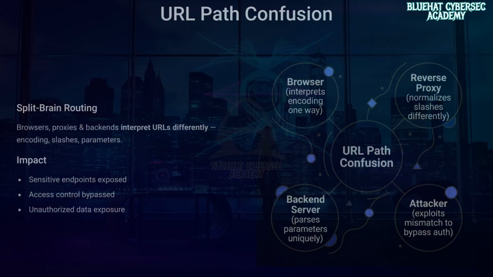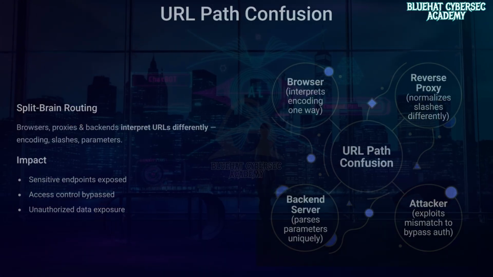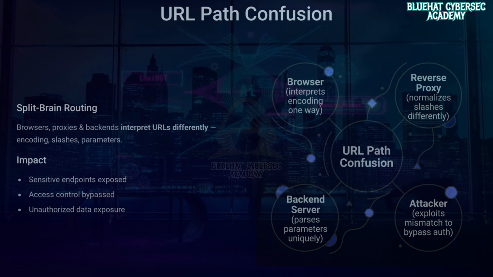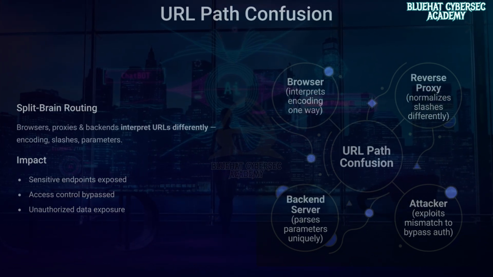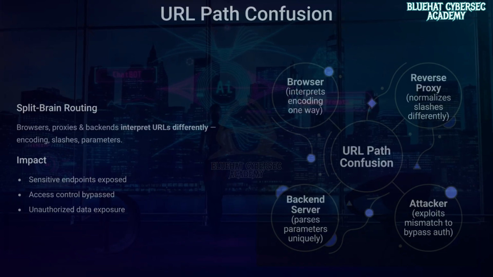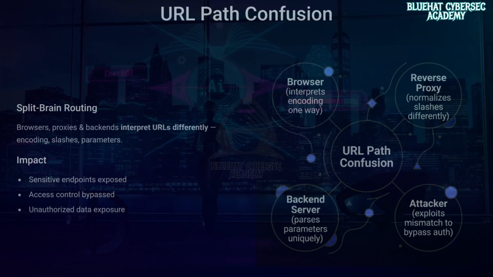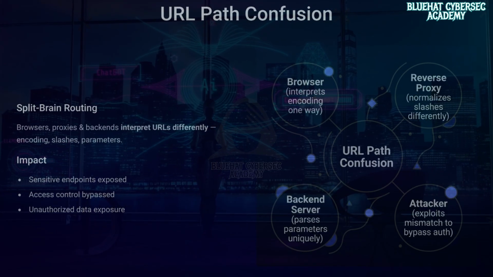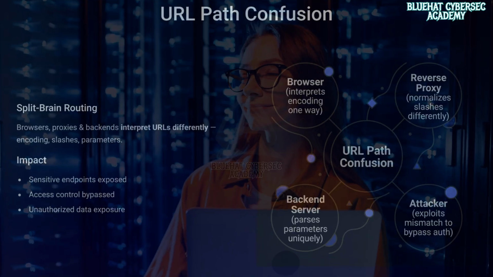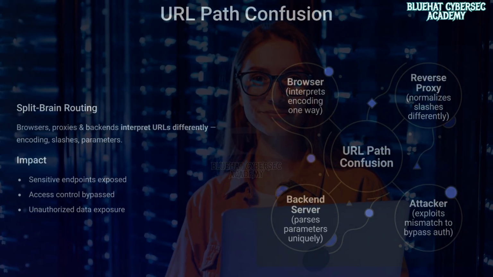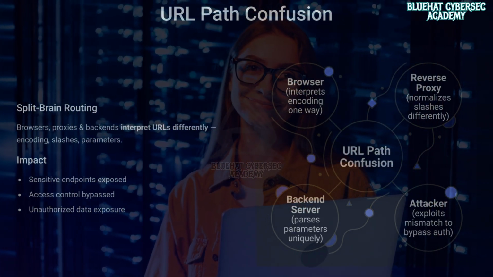Now, why does this happen? Because different systems normalize or interpret URL encoding, slashes, or parameters differently, creating what we call a split-brain routing logic. So the defensive strategy is about consistency. You standardize URL parsing across the stack. You normalize paths before authorization checks. You use a single trusted routing layer, and you enforce strict allow lists for sensitive endpoints.